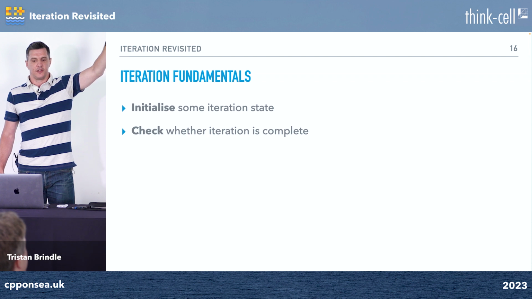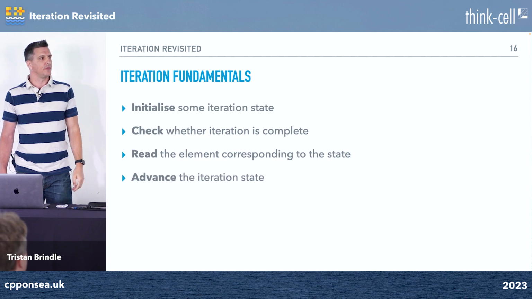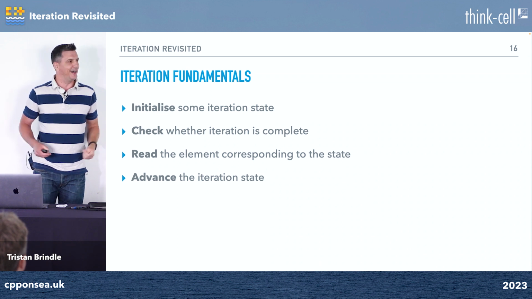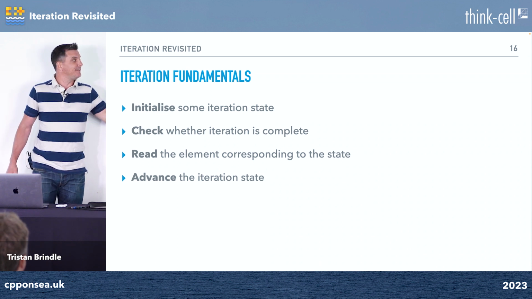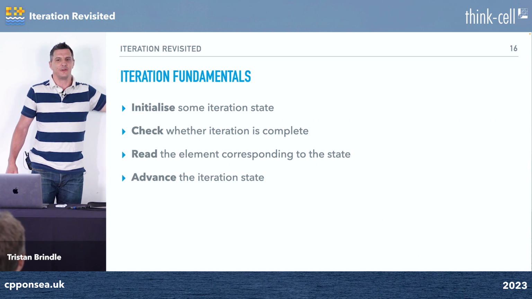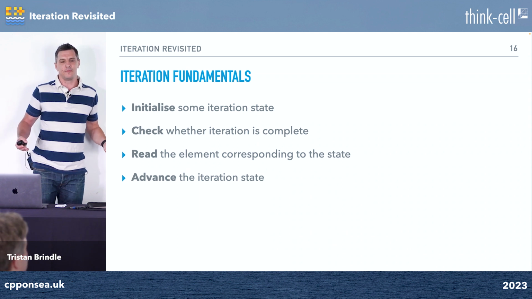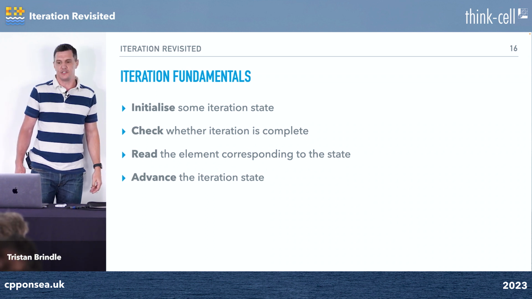Initialize, check, read, advance. Okay, and this is not new, this is very well known, this has been known for decades and decades. In fact, if you think about the very syntax of the for loop in C, it's kind of designed around these 4 operations, right? The for keyword is really just syntactic sugar in C for a while loop that helps you do these 4 operations.